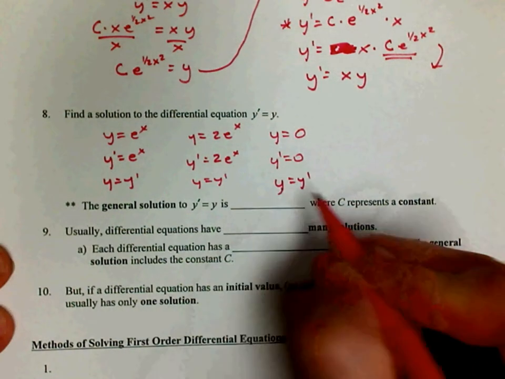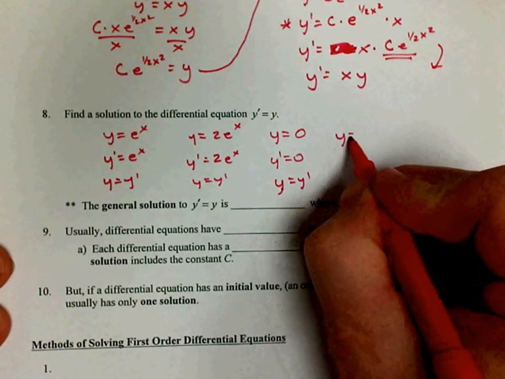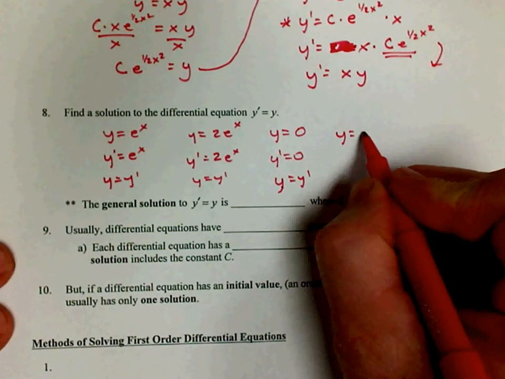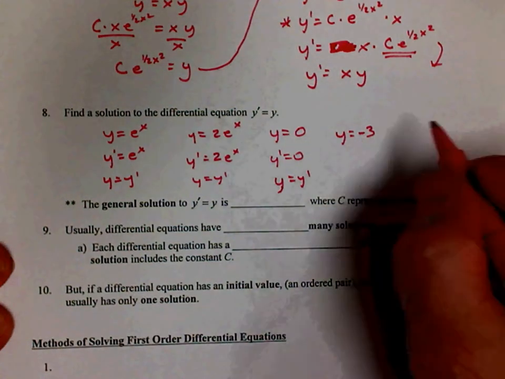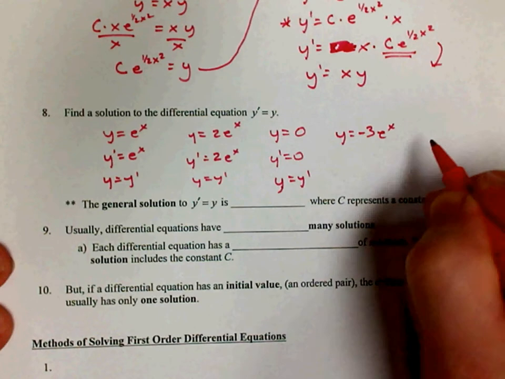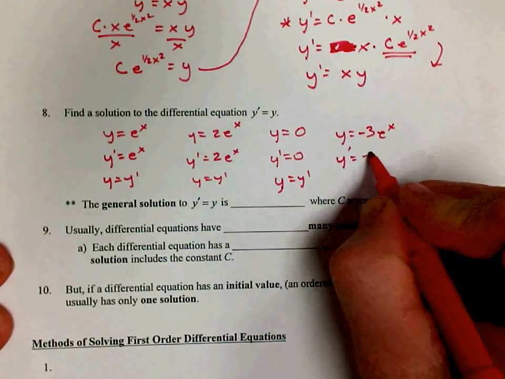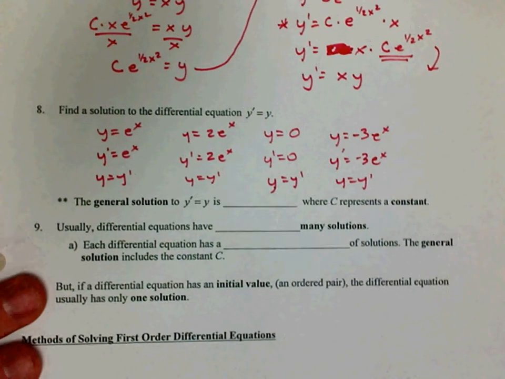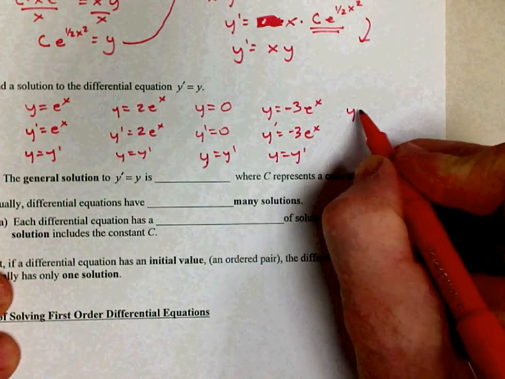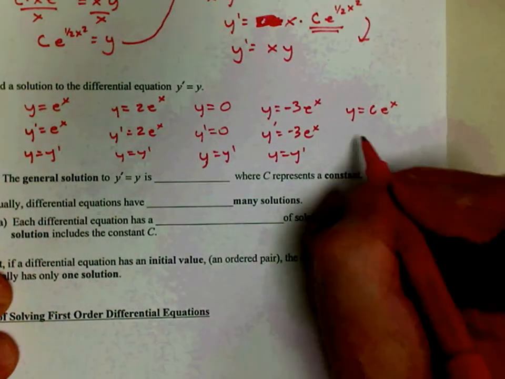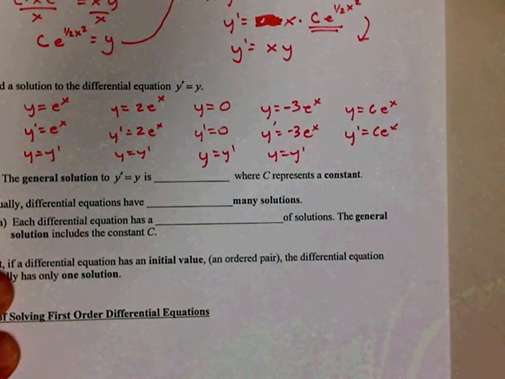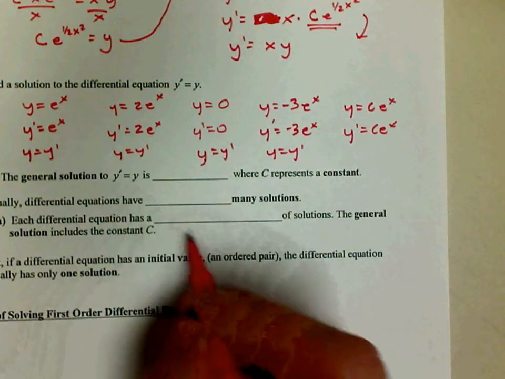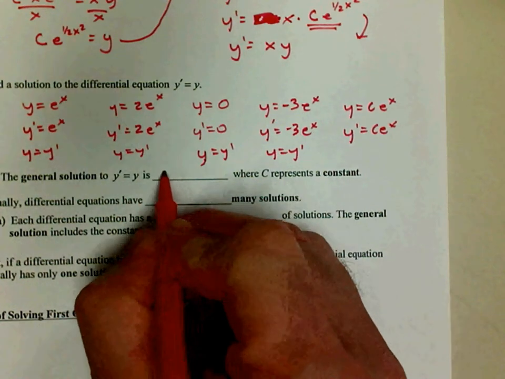And then I did hear several of you talking about maybe even going crazy and doing something like -3 e to the x, which would give us y prime is -3 e to the x, so y equals y prime for that one. And in reality, most of you realize that, hey, if we take any constant times e to the x, the derivative is always going to be that constant times e to the x. So the general solution to y prime equals y is y equals c times e to the x, where c represents any constant.